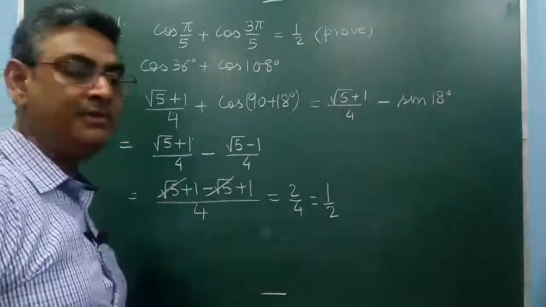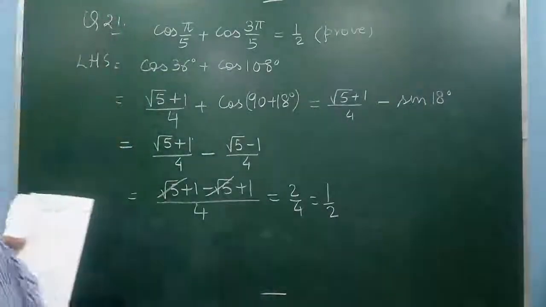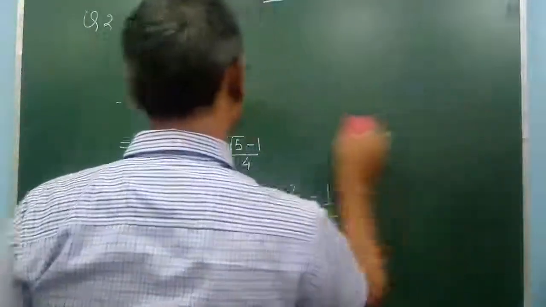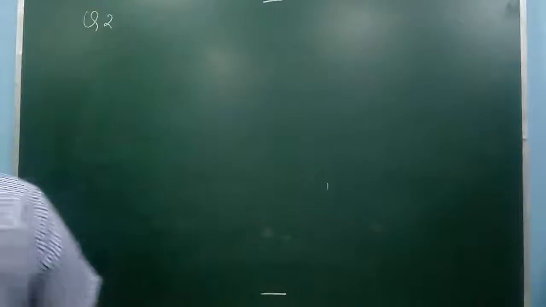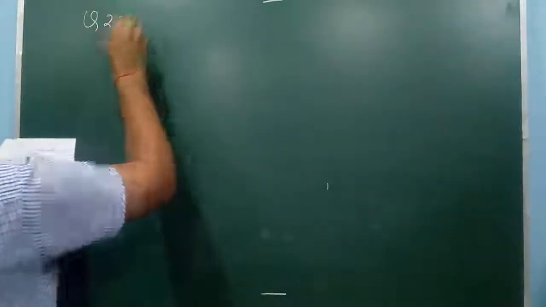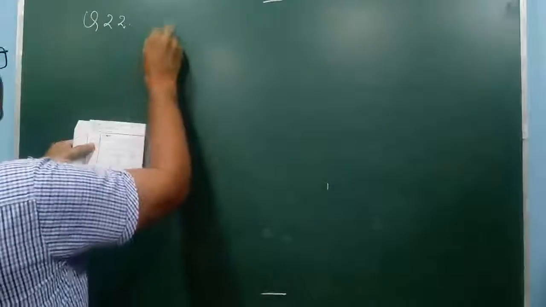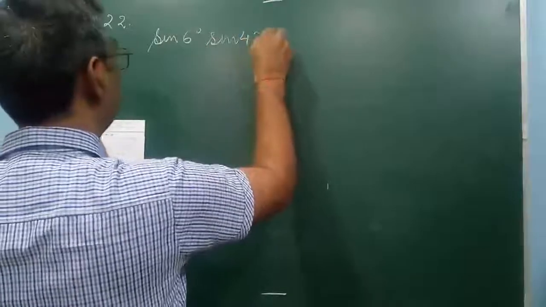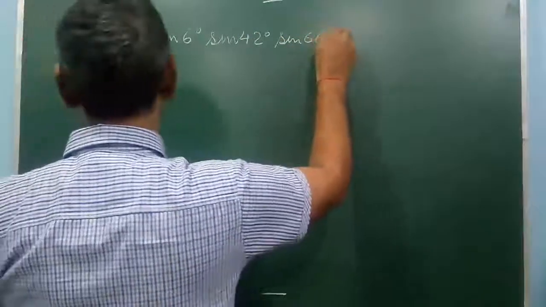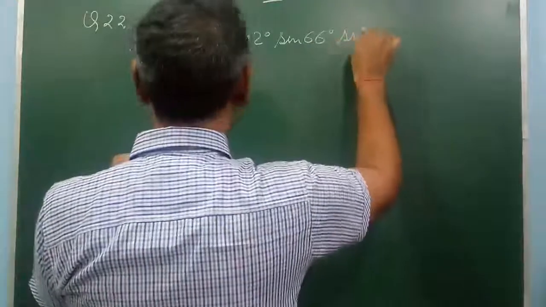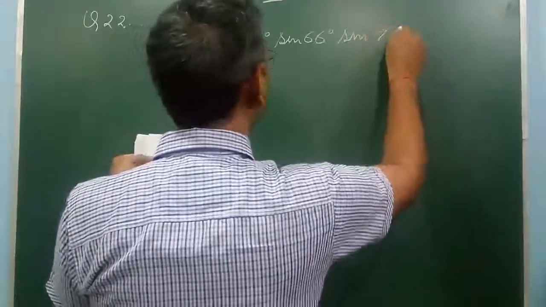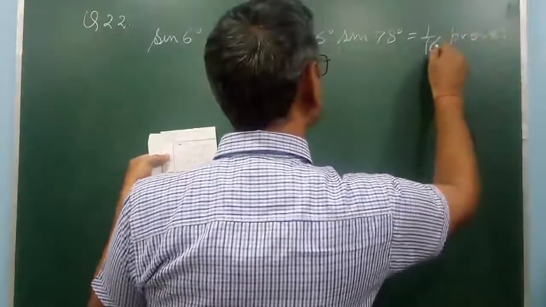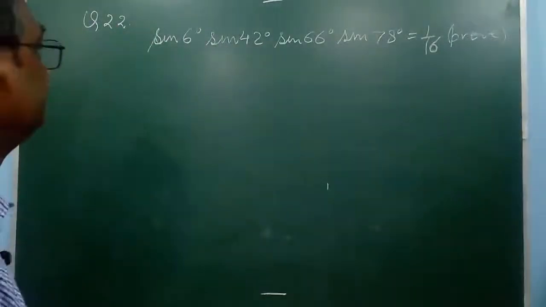Now, I hope that you will be able to solve this sort of question. We will be doing question number 22. Question number 22. What is it? Sine 6 degree, sine 42 degree, sine 66 degree and sine 78 degree equals 1 by 16. Prove. This we have to prove.